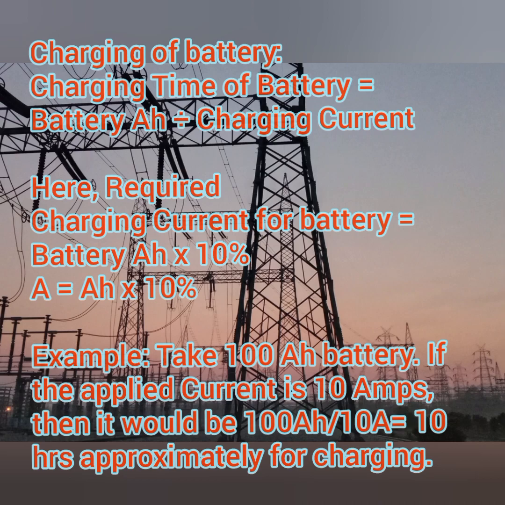For example, if a 100 Ah battery is applied with a current of 10 amps, now we are about to find the time. So we are going to divide the battery capacity, which means your Ah, by your amps. So approximately we will get 10 hours for your charging. This is how the charging current and the charging time are found.